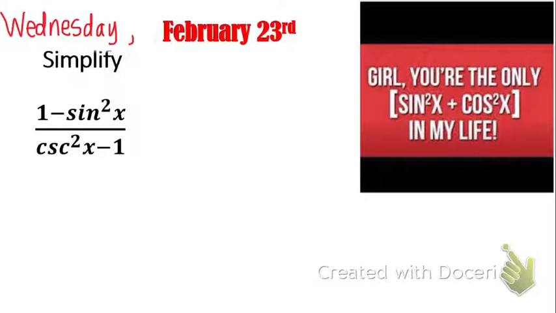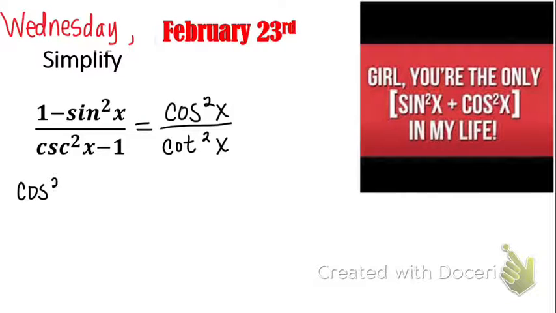1 minus sine squared equals cosine squared x. And cosecant squared minus 1 equals cotangent squared x. So did everyone see that part? Okay, so then the next step is to write things in terms of sine and cosine. So what we have here is cosine squared divided by cotangent, which is cosine over sine.